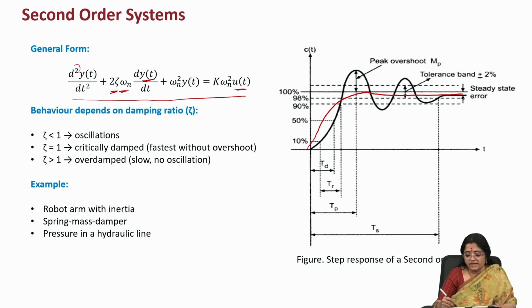When it is over damped, the response is sluggish and reaches the steady state value slowly. When it is under damped, that is, when the zeta value is less than 1, oscillations will be observed in the response. The system oscillates before it reaches the steady state value. So these are the three important characteristics of a second order system depending on the zeta value.